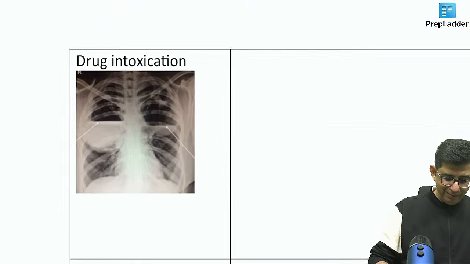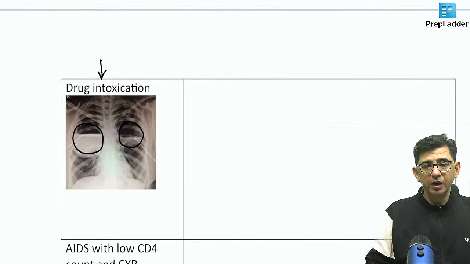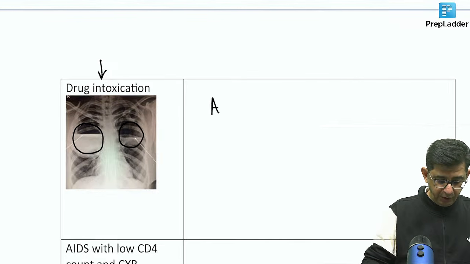You are right, like drug intoxication is occurring, so again there is a microaspiration that is occurring here. So there must be a lung abscess that has occurred in the chap. Drug intoxication again would be anaerobic lung abscess in this case.